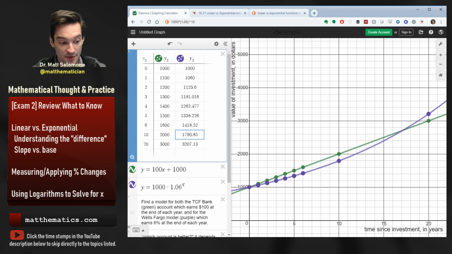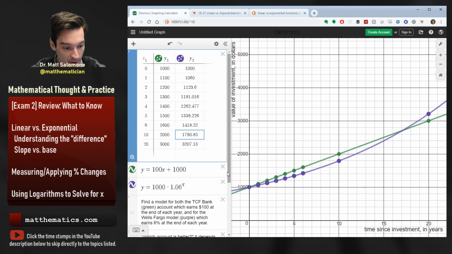So we have now our two different equation models. You can see them here on the left side of the screen. y equals 100x plus 1,000. That's the linear model that models my TCF bank account, which is increasing by an amount of $100 every year. The purple equation, y equals 1,000 times 1.06 to the x, is my Wells Fargo account, which is increasing at a 6% increase at the end of every year.